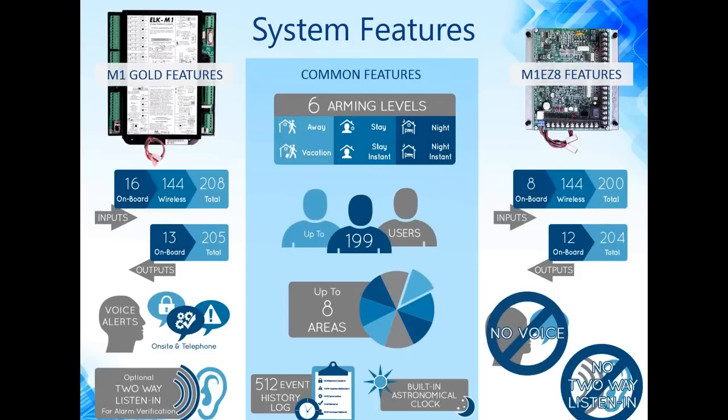Up to 8 areas or partitions or accounts for the Central Station, just depending on how you want to look at that or what your terminology is, but you can break the system out into 8 different sections or areas, and your zones and keypads and that sort of thing get assigned to one of those areas. The event log holds 512 entries, and both systems have a built-in astronomical clock so that it can tell sunrise, sunset, light, dark conditions, that sort of thing.